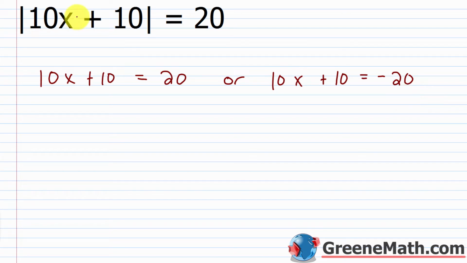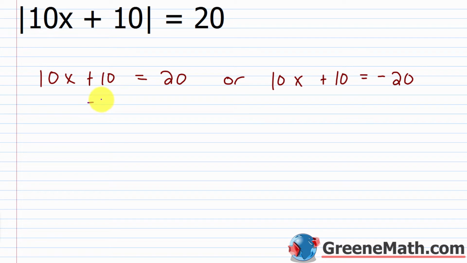Again, because if I find something for x that when I plug it in makes this whole thing equal to 20, I'm good, right? The absolute value of 20 would be 20. Additionally, if I find something that I plug in for x and it makes this whole thing equal to negative 20, I'm also good because the absolute value operation will make that negative 20 positive 20. So again, you've got to think about those two different scenarios. Let's go ahead and check this out.